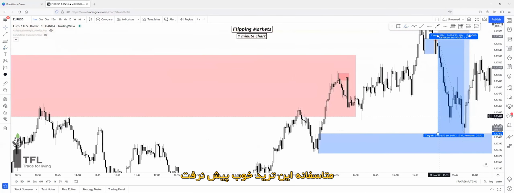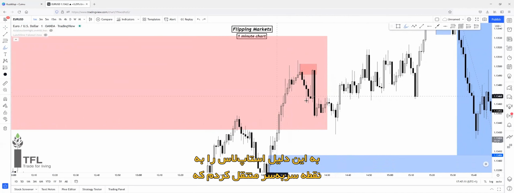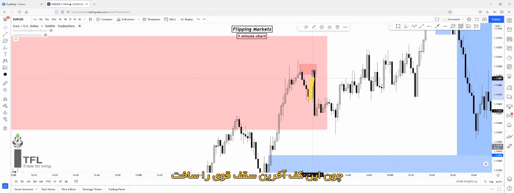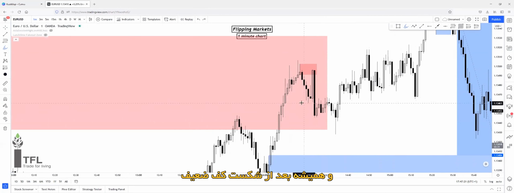Unfortunately, the trade didn't play that well because it did hit break even on this level. I did set my stop loss to break even because this low point created the last strong high, as you can see, and price broke below this weak low. So after a weak low breaks, I'm always setting my stop loss into break even, and that's why I did set my stop loss into break even.